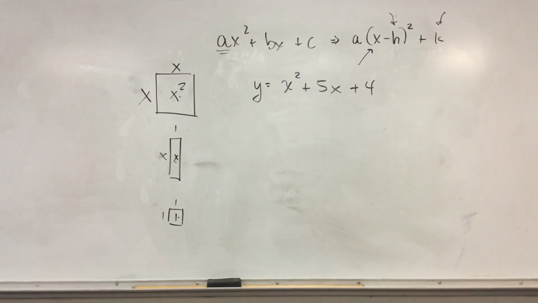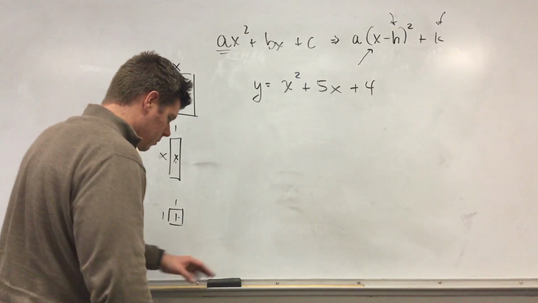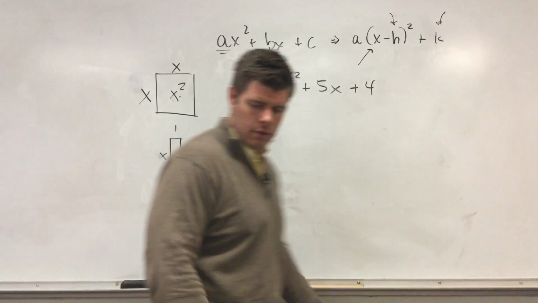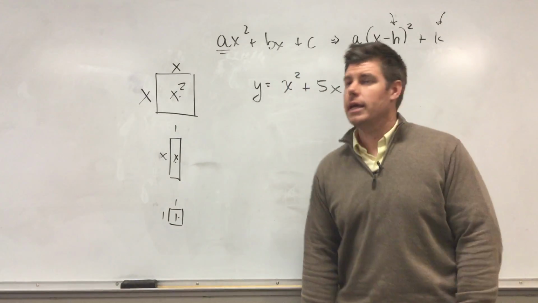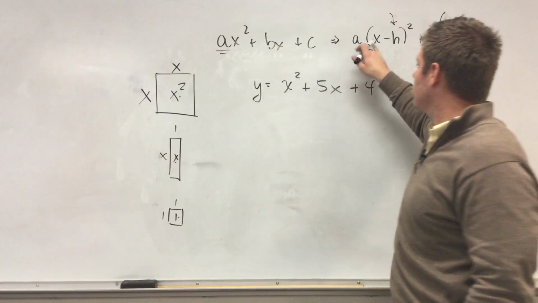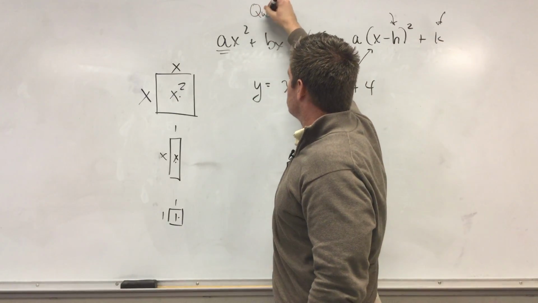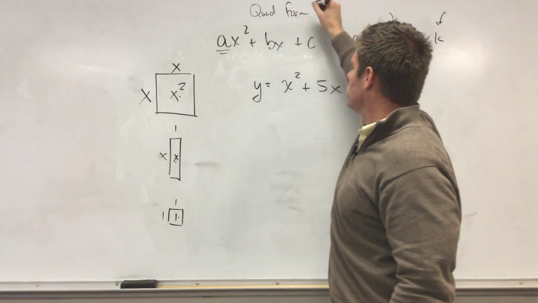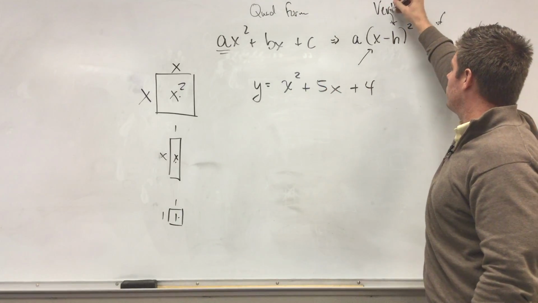Okay, how you doing? This video is going to attempt to help the person who is a visual learner take something that's in quadratic form, ax squared plus bx plus c, and convert it into vertex form. So this is my quadratic form, and this is the vertex form.